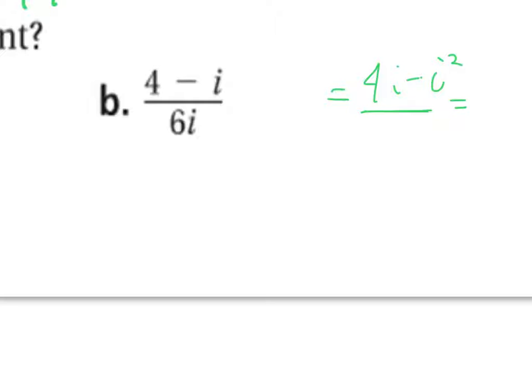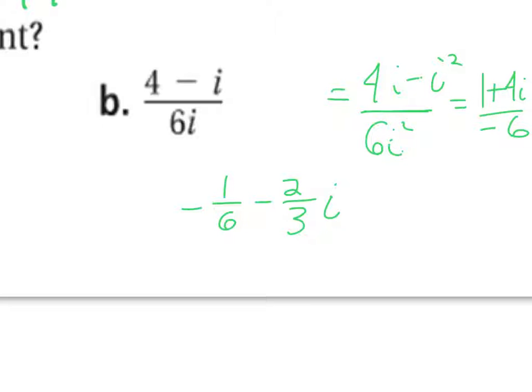I squared is a negative 1, so that would actually be a positive 1, and then plus the 4i, and then the denominator ends up being a 6i squared, which is actually a negative 6. So we would write that as negative 1 over 6, and you could put the negative on top, leave it on the bottom, whatever you want. Then minus 4 over 6, that's going to reduce. I'm just going to go ahead and reduce that now. 4 over 6 reduces to 2 over 3, and so we get that done. So negative 1/6 minus 2/3 i for that one.